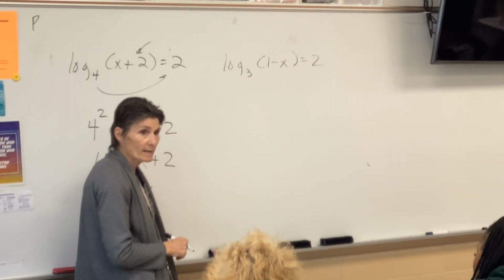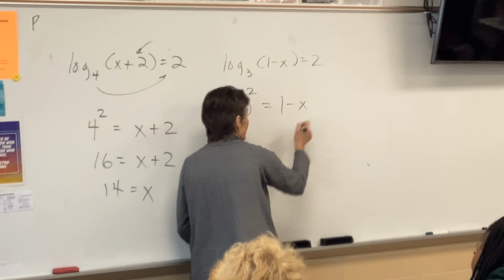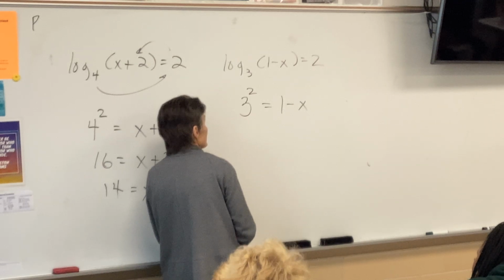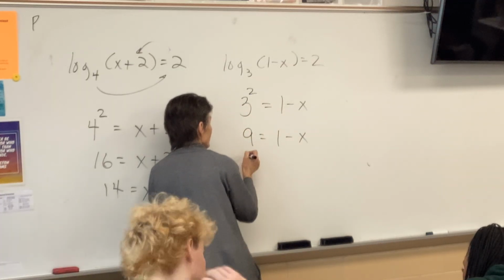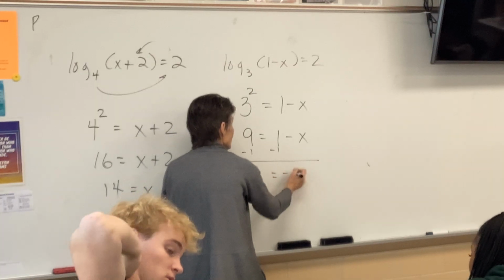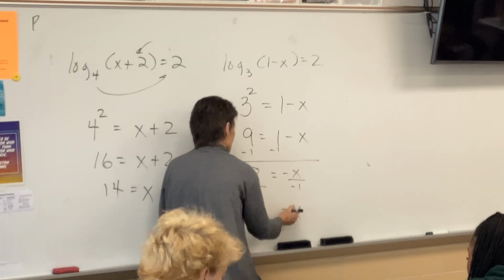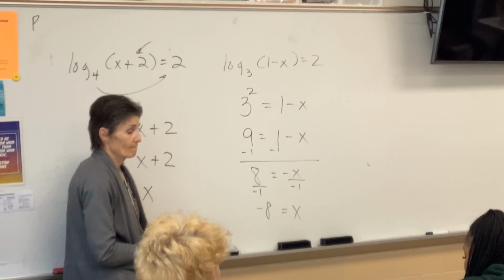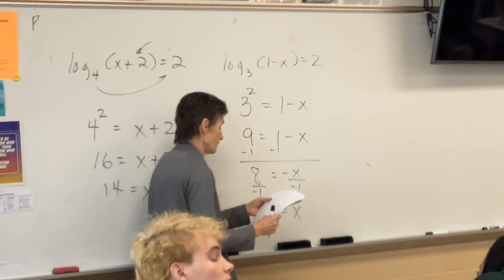Loop-de-loo, right? What does it say? 3 squared equals 1 minus x. 3 squared is 9. Now watch your negative signs. You're going to subtract 1. 8 equals negative x. So x equals negative 8. Just going to solve regular equations here once you get it.